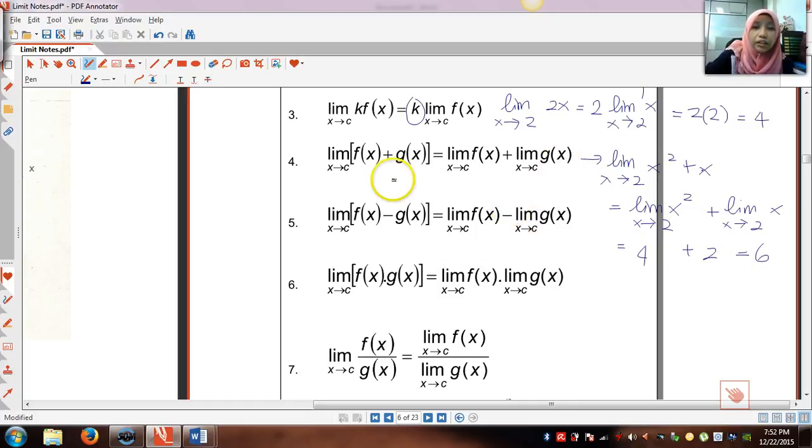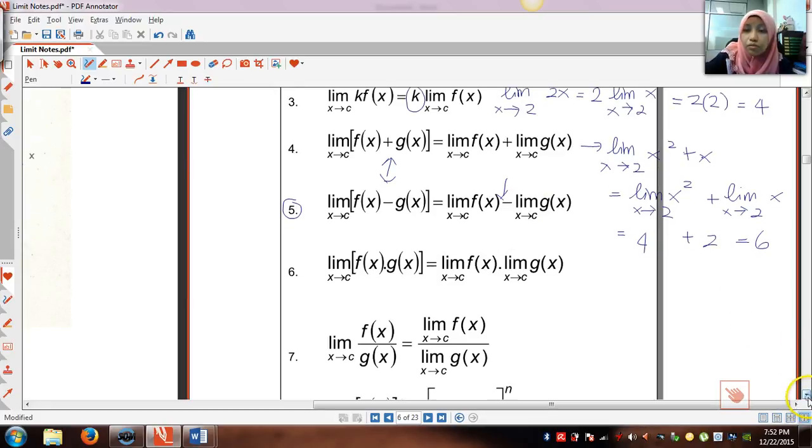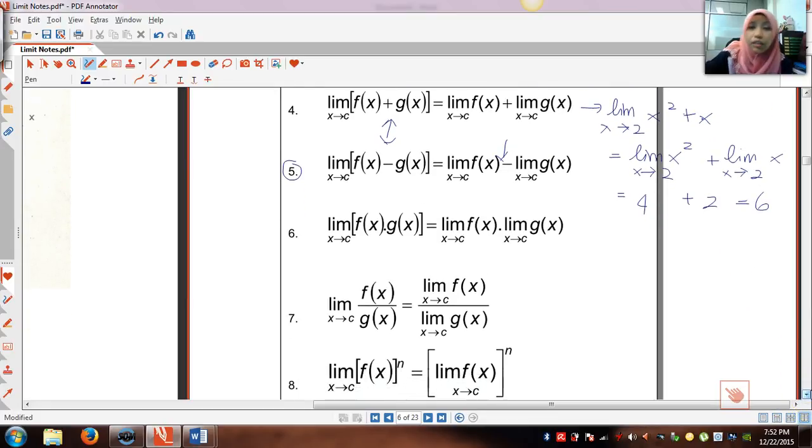Alright. So now we look at theorem number 5. It's quite similar to the addition of functions. This is the subtraction of functions. So if we have f(x) minus g(x), how do we get the limit? We can separate it, putting the negative, or minus, there: the limit of f(x) minus the limit of g(x). Alright, so there is no need for an example for that particular theorem.